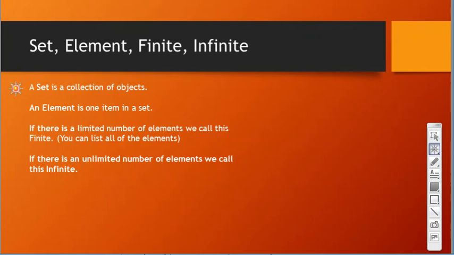A set is a collection of objects. An element is one item in a set. If there is a limited number of elements, we call this finite. So you need to be able to list all of the elements. And if there is an unlimited number of elements, we call this infinite. So at this point, if you're not done copying these down, you can go ahead and push pause on your video, continue to copy these down, and then push play.